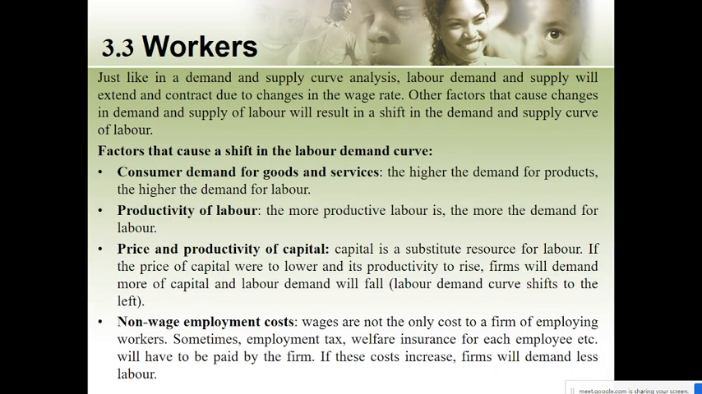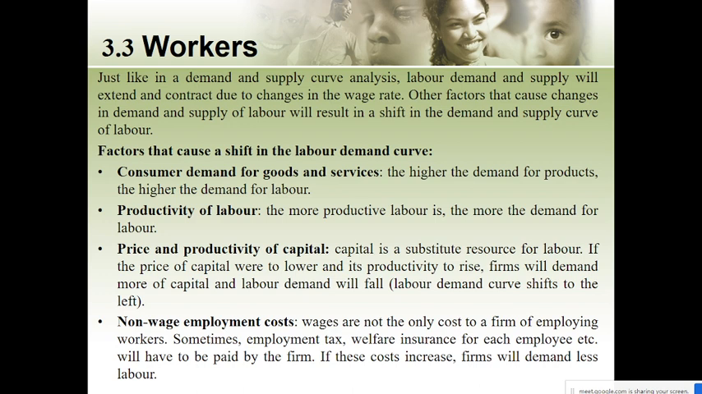Just like in demand and supply curve analysis, labor demand and supply will extend and contract due to a change in the wage rate. Other factors that cause changes in the demand and supply of labor will result in a shift in the demand and supply of labor curves. Now, what are the factors that can affect the labor demand curve?